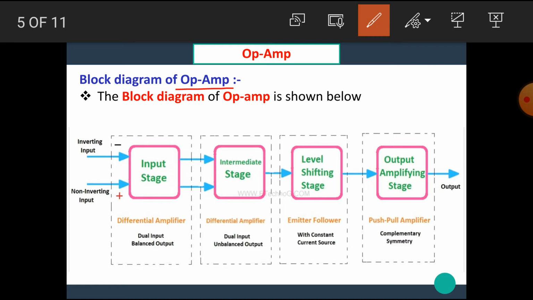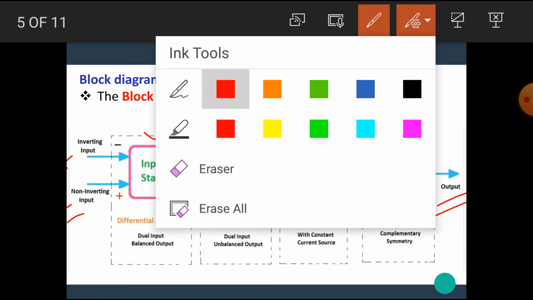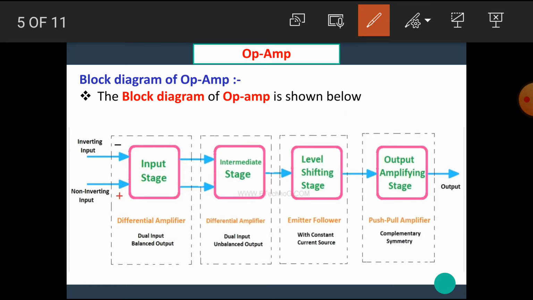In this diagram, we can see the block diagram of op-amp, which consists mainly of four blocks: the input stage, intermediate stage, level shifting stage, and output amplifying stage. Here are the two inputs of the op-amp: inverting input and non-inverting input, and one output. If we look carefully at the diagram, at the input stage it has two inputs, similarly it has two outputs. But in the intermediate stage it has two inputs but a single output.